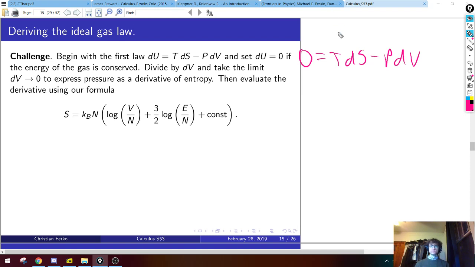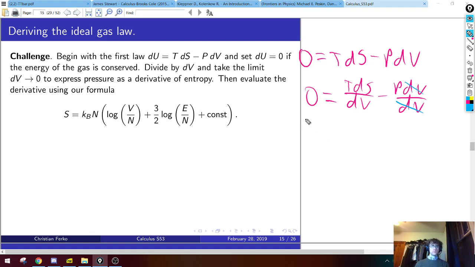All right, so we follow the hint and divide each side by dV. Okay, what do I get? So 0 equals T dS minus P dV over dV. Yeah, it actually can be divided out, so you can cancel this. Okay. Now if I take a limit as dV goes to 0, this thing actually turns into a derivative, right? So doing that, what equation do I get for the pressure?